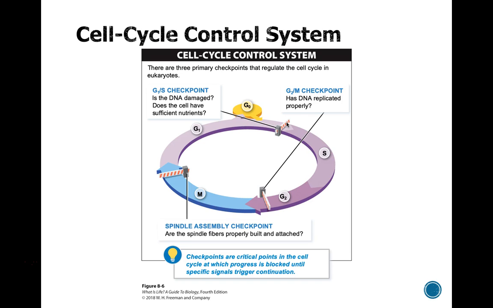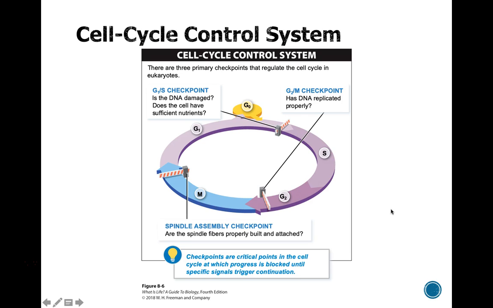At this point, the cell is going to check and say, hey, is the DNA damaged? Can it be repaired? If not, the cell doesn't want to divide because it doesn't want to pass on faulty genetic information. The cell is also going to ensure that it has sufficient nutrients. Is it healthy and ready to divide? If both of those conditions are met, DNA is okay, sufficient nutrients, the cell's going to enter the DNA synthesis phase and the G2 phase.